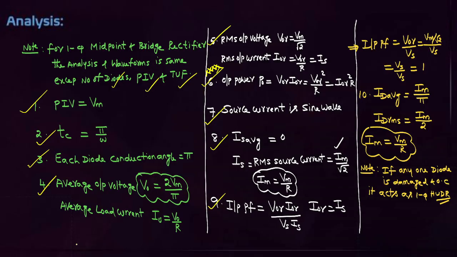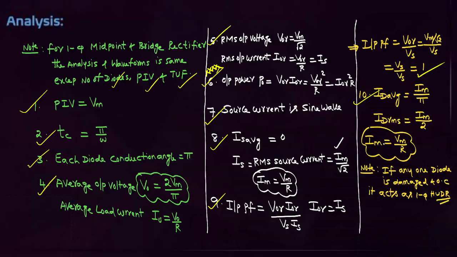But here input power factor is not equal to 1? It's a resistive load, no? With a resistive load, input power factor is always equal to 1. Only for inductive loads is it not equal to 1, even though it is a bridge rectifier. I already told you, for midpoint type rectifier and bridge rectifier, both with resistive loads, the power factor is unity. Only for inductive loads is it not unity. Okay.